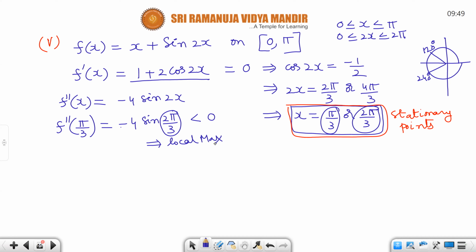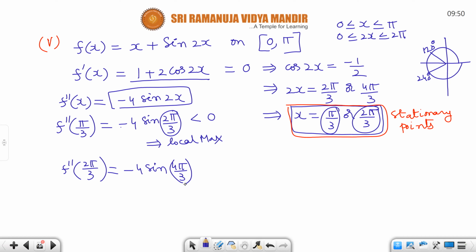Similarly, f double dash of 2 pi by 3: in place of x I put 2 pi by 3 in minus 4 sine 2x, so sine 4 pi by 3. 4 pi by 3 means 240 degrees. 240 is an angle in the third quadrant. Sine is negative. Negative into negative, positive. Second derivative positive means local minimum.